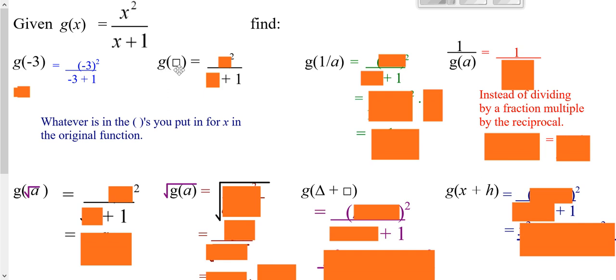So here we have our input being box. We got to follow the general rule, input squared over box plus 1. So our input was box. So we're going to have box squared over box plus 1.